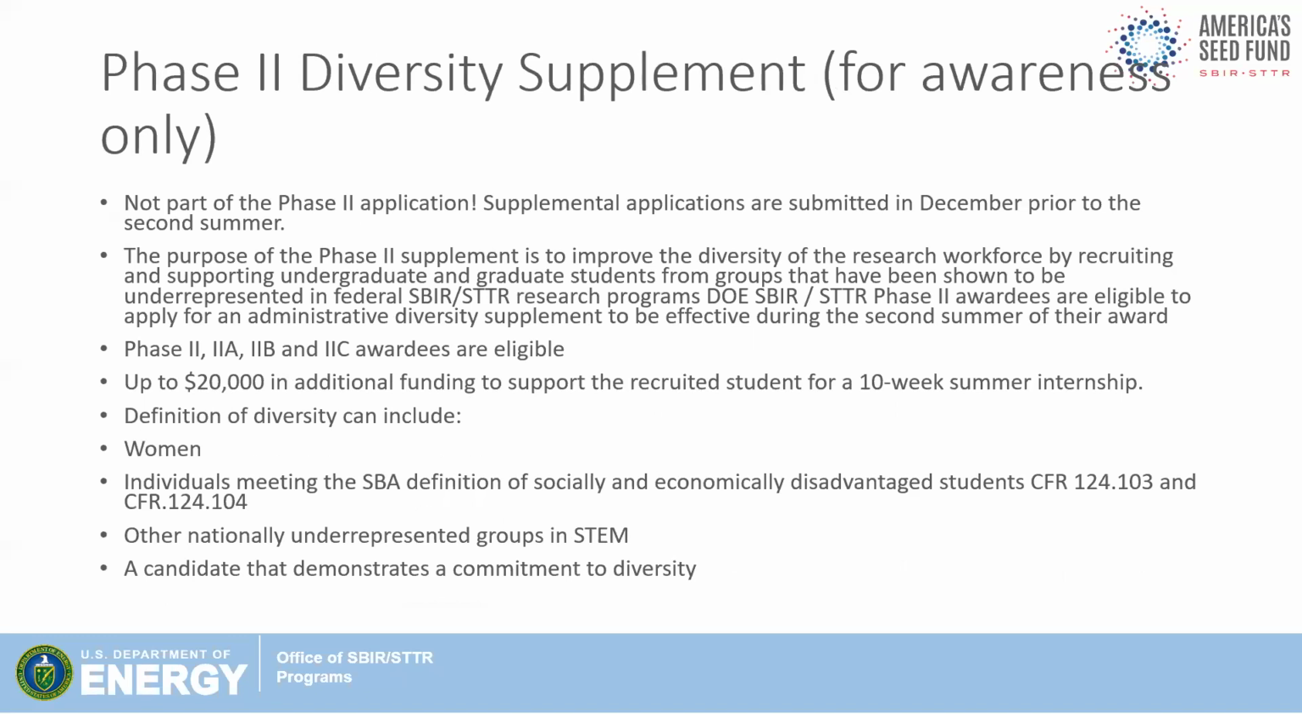Again, I mentioned this before, but our phase 2 funding opportunity announcements include a phase 2 diversity supplement. There's nothing for you to do right now if you're applying to this phase 2 funding opportunity announcement. We're just making you aware that if you apply to this one, then in December of not 2024, but 2025, you can apply for a diversity supplement up to $20,000 to sponsor an intern in the second summer of your phase 2 award.